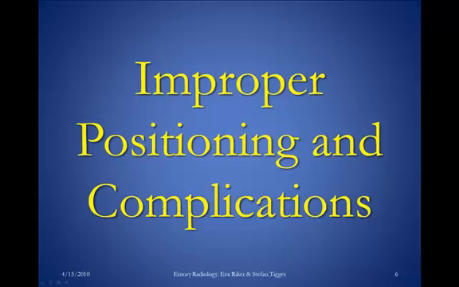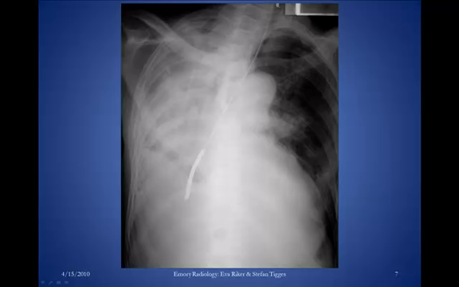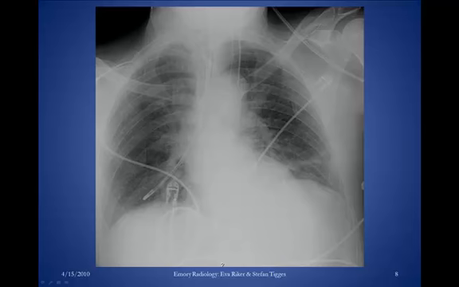So let's look at some improper positioning and some complications. Here we have a feeding tube, and obviously a feeding tube needs to be down where the feedings would do some good. So this person had a feeding tube placed, and instead of going into the stomach, it went into the right lung. And unfortunately, they started feeding this poor patient, so their lungs started filling up with tube feedings. This is not what we want to see.